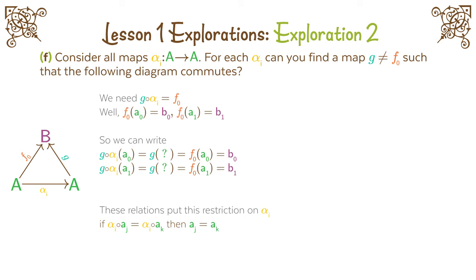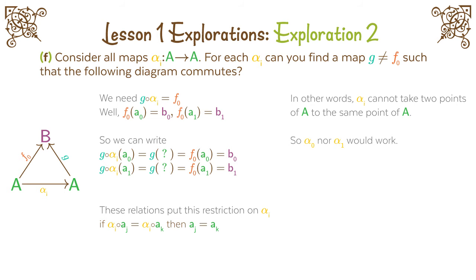If alpha I of AJ is equal to alpha I of AK, then AJ must equal AK, which is just a positive way of saying, and remember we must always be positive in category theory, that alpha I cannot take two points of A to the same point of A, because then there would be no valid G that would make the diagram commute. So neither alpha 0 nor alpha 1 would work.